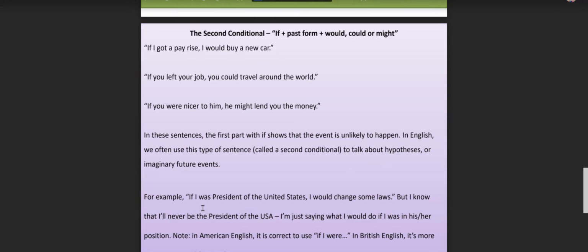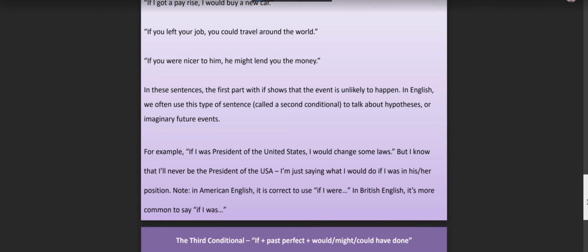Right? For example, if I was president of the United States, I would change some laws, but I know that I will never be the president of the USA. هذه أحداث تخيلية مستقبلية. I am just saying what I would do. أنا فقط أقول ما سأفعله if I was in his or her position. Note, in American English, it is correct to use if I were. In British English, it is more common to say if I was.